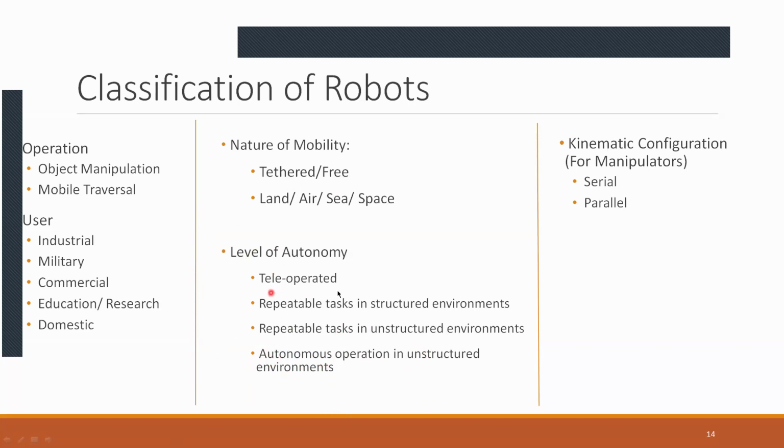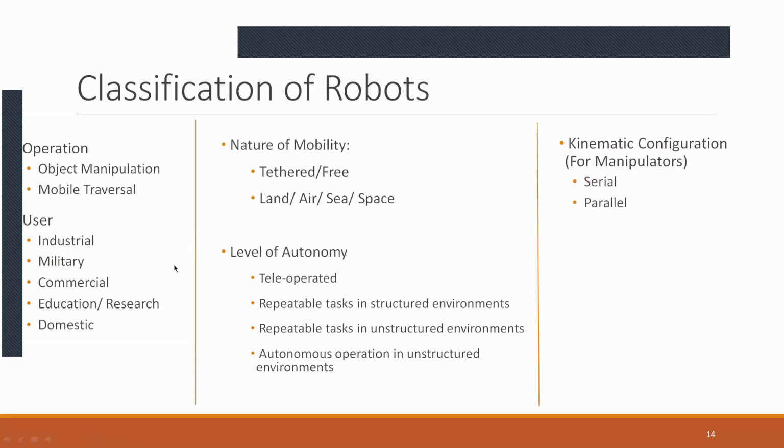Okay, so that's it for that type of classification. Now we'll move on to one last. This classification is based on something called the kinematic configurations, which I'll get to in a later lecture. So this can be broken down into serial and parallel. Manipulators can be broken down into these two classes.